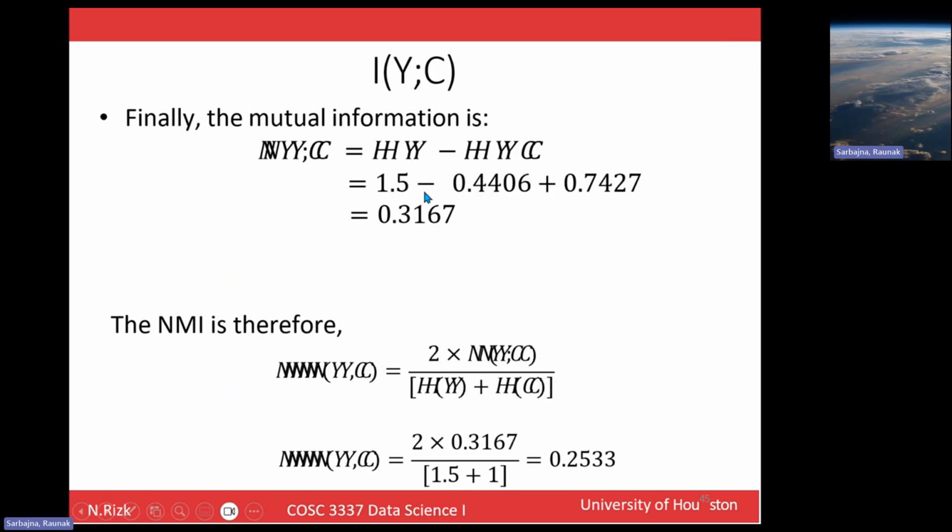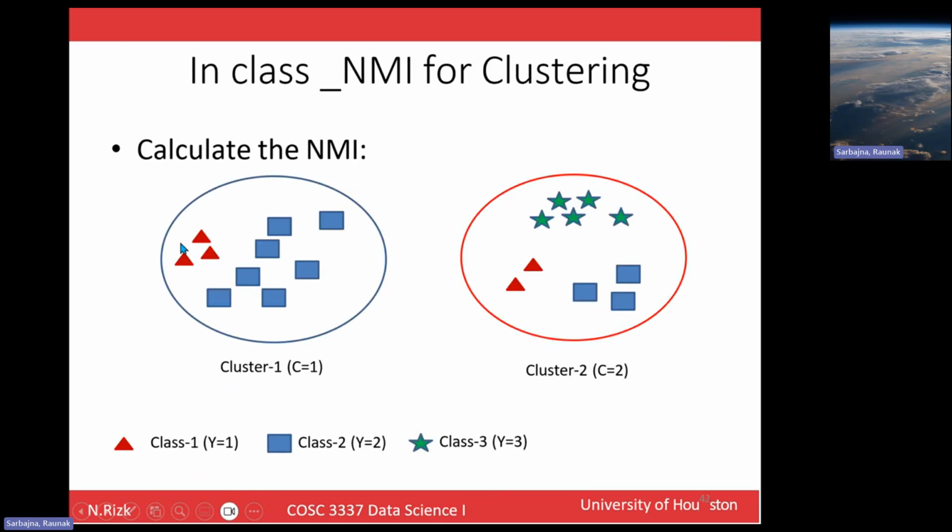So we add them up and we subtract it from the entropy of the ground truth, and then we get the normalized mutual information of 0.2533. This is slightly better because these clusters are slightly more clustered.